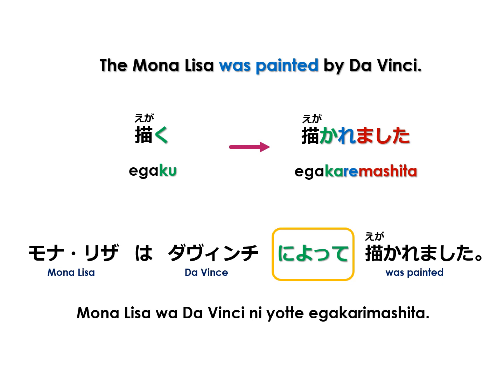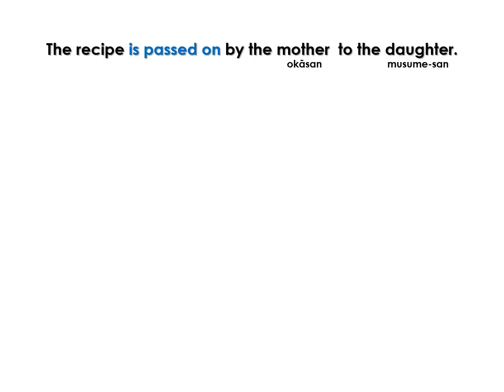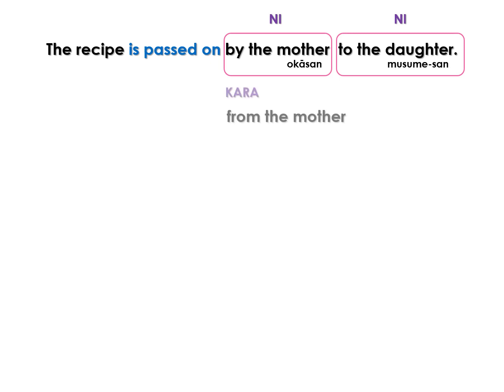This next example shows when it's necessary to use the particle kara to indicate the doer. The sentence: the recipe is passed on by the mother to the daughter. We have the doer, the mother, and a recipient, the daughter. Both would typically use the particle ni. However, when translated to Japanese, there's now no way of knowing whether the doer is the mom or the daughter. Therefore, we need to use kara for the doer. And the sentence rewords to, the recipe is passed on from the mom to the daughter.